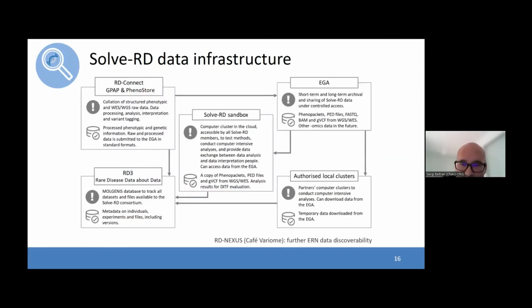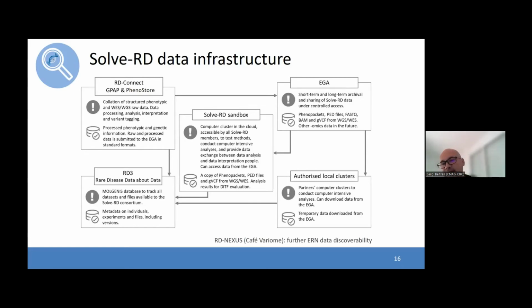So what is the infrastructure behind this project, which is what is most interesting here? It's simple, but yet complex. The way that we are working here is that we collect all the data from the users through the RDConnect GPAP using PhenoStore for the clinical and phenotypic information. We collect the raw data, we process this data through a standard pipeline, we generate the BCF and the GBCF files, and then we submit all this data to the EGA.